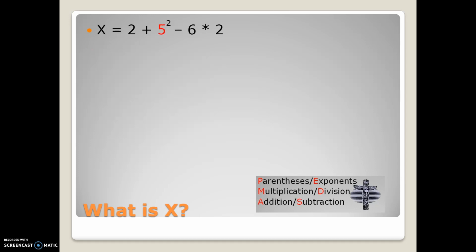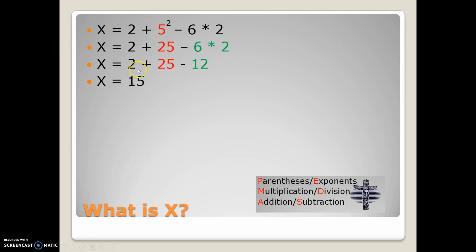Okay, so just a little bit more here. We have an exponent. That is obviously the priority here, so we'll get a 25 out of that. The 5 squared is going to go first. We have the 25 there. And then the multiplication is next in line, and so we're going to get a 12 out of that. And at this point, we have addition and subtraction, and they'll just go left to right, or it doesn't matter really. So we get 2 plus 25 is 27, minus 12 is 15.